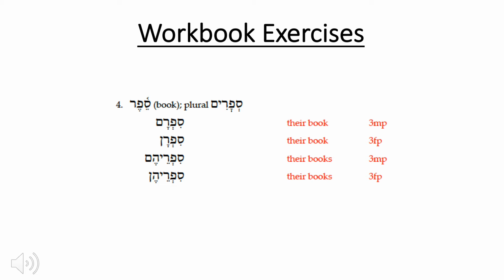The difference between number one and number two, and number three and number four is the plural noun. Number one and number two, it is book. Number three and number four, it is books. Again, we have that yod there. In this case, we have sere yod, which looks just like that masculine plural in the construct relationship.